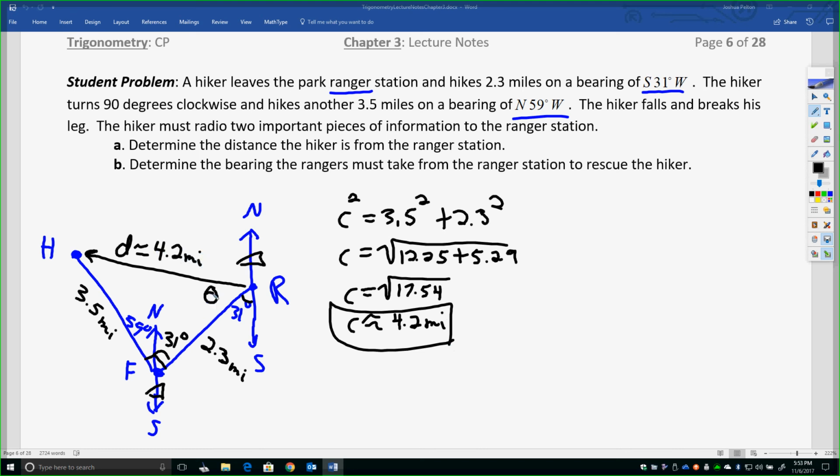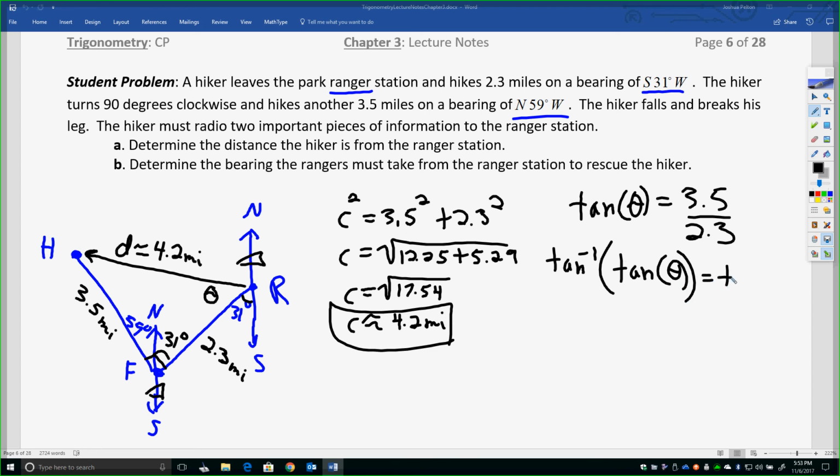Okay, so now we need the angle. But we should not use the angle from the approximate side. We should use the exact measurements we have, which is the 3.5 and the 2.3, which are the opposite and adjacent sides. So that's tangent. So tangent of the missing angle that we want is 3.5 over 2.3. So we inverse tan both sides, inverse tangent of tangent. So cancel, cancel.